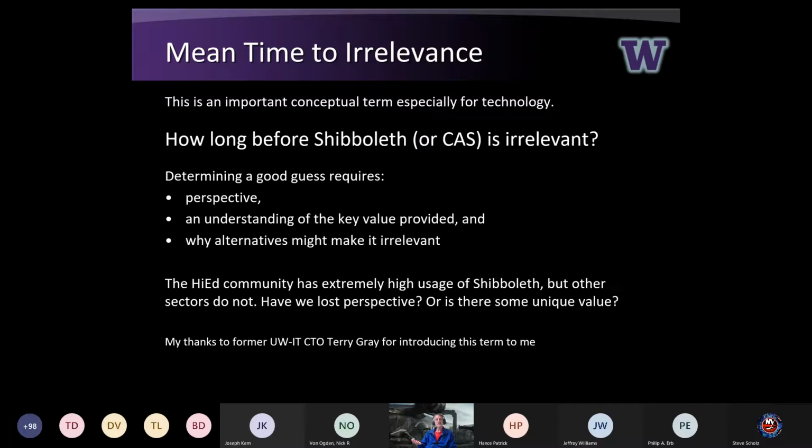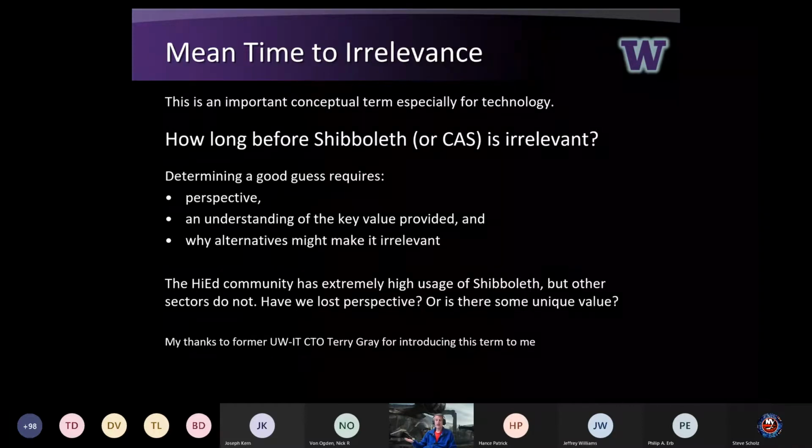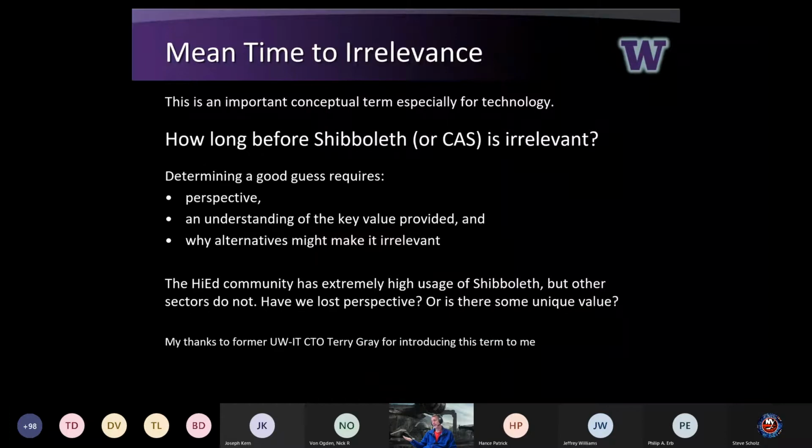And I think that this concept of trying to figure out when a technology is going to be irrelevant is very relevant. It should be something that with every technology you're dependent on, you're thinking about, when is this going to be replaced? When is this not going to be relevant anymore? When is my BlackBerry not going to be useful?